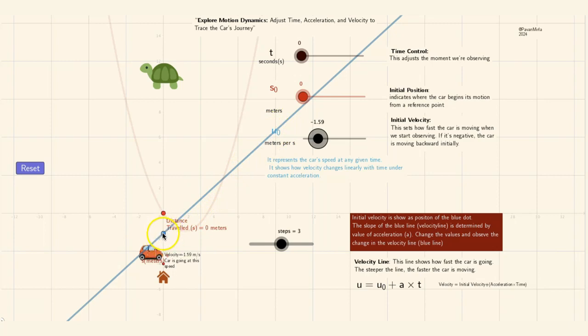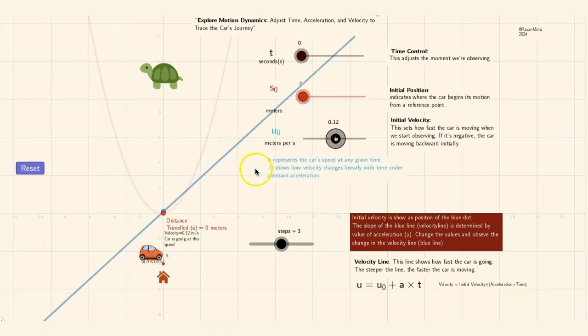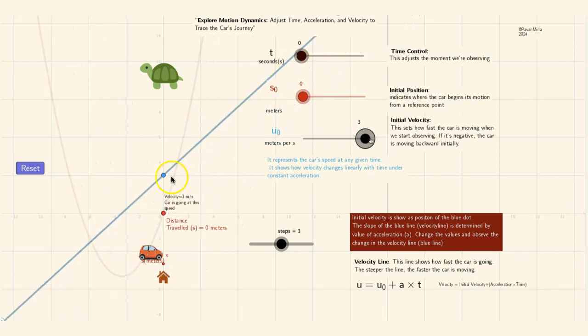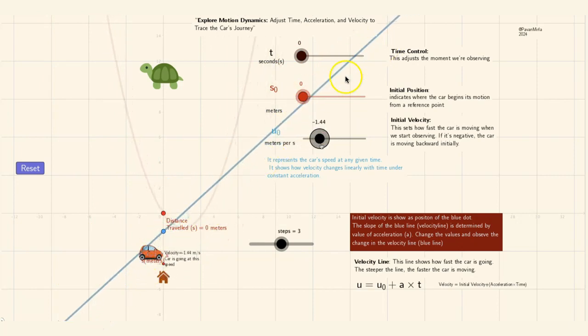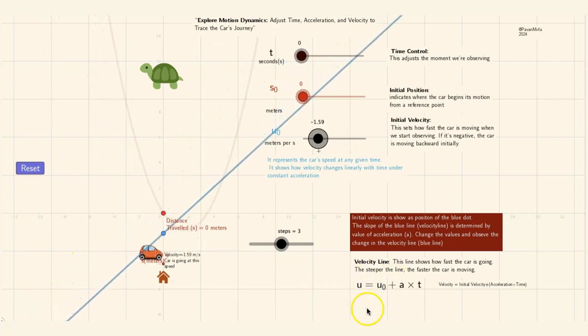Change the value of the initial velocity in the slider and observe where the dot moves to. That's the initial velocity. And the line tilt tells us if we are speeding up or slowing down. Keep that in mind, and we will get into the details very soon.